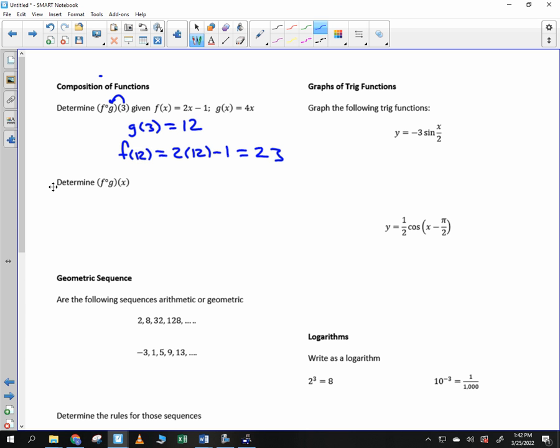What's different about this part? Right, so you got to take all of g of x, so the entire expression, g of x, and dump it in right there. So this becomes 2 times 4x minus 1, or 8x minus 1.